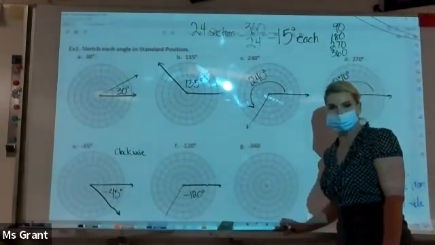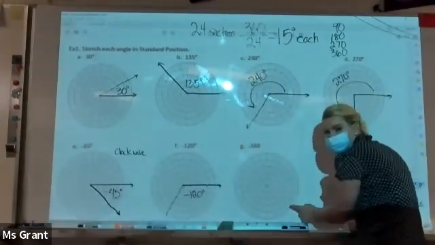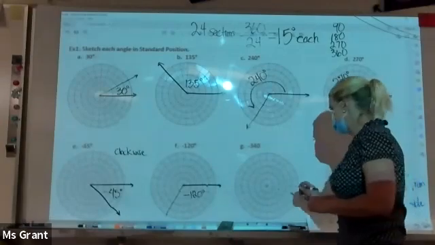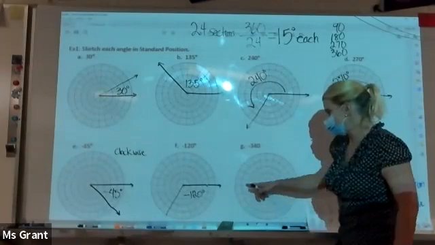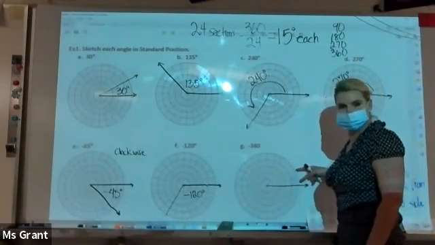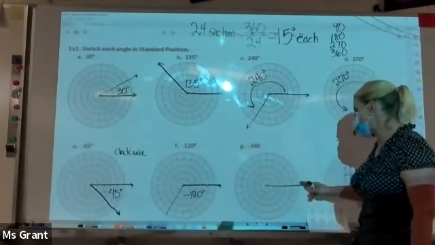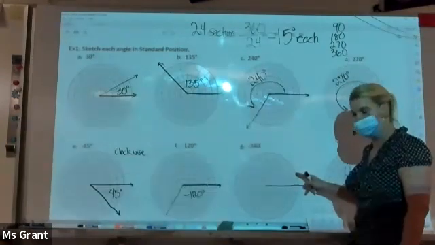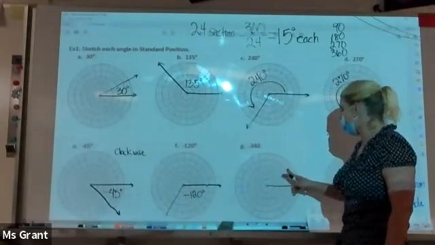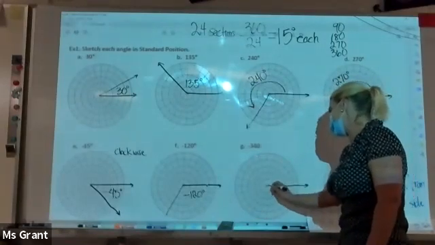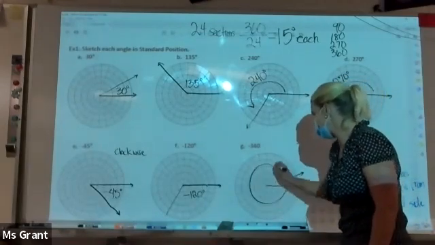-340. You guys, nobody better be doing 15, 30, 45. If I know that 360 is all the way around, 360 minus 20 gets me 340, right? So 340 is going to be 20 above my initial side. I'm going to go clockwise. And it's not even on a perfect line, is it? Because my lines go by 15s, and all of a sudden I'm trying to do a 340.